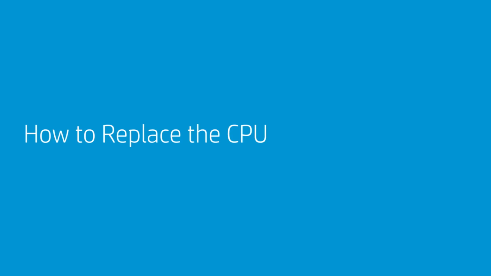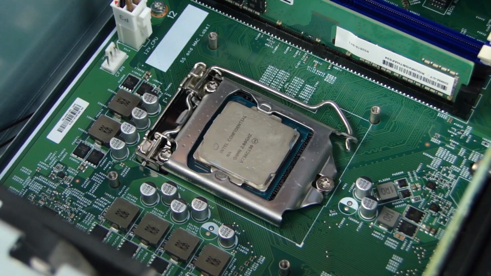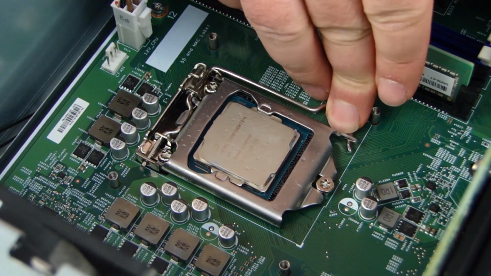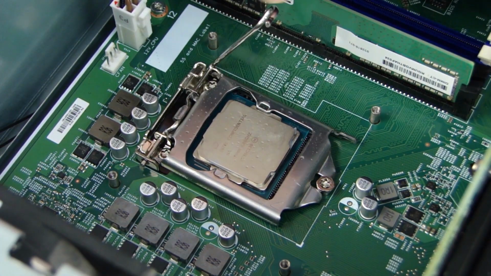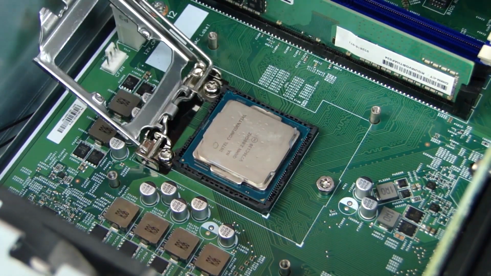How to replace the CPU. Before you begin, remove the access panel and heatsink. Removal. Push down and out on the load lever and allow it to rise to the spring tension position. Lift the load plate until it is fully open.